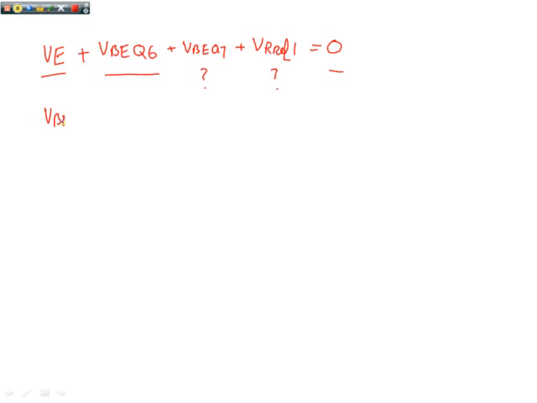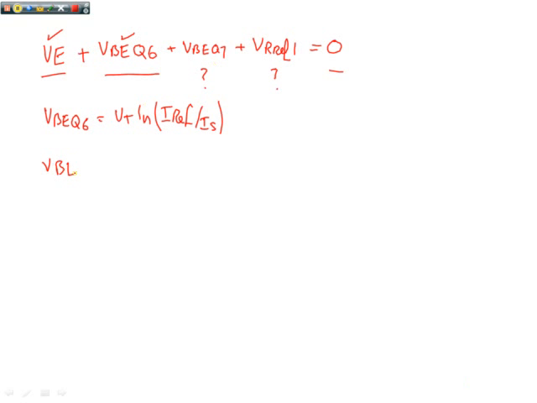Let's just write out VBE Q6. That's equal to VT natural log of I reference over IS. Okay, brackets. So those are all terms we know, therefore we can calculate VBE Q6. We're going to design VE, therefore we can calculate that one.